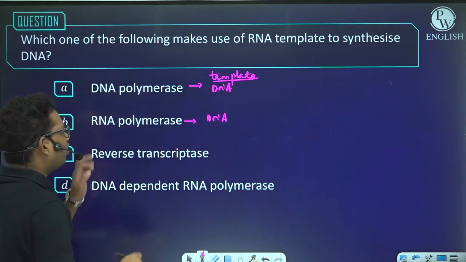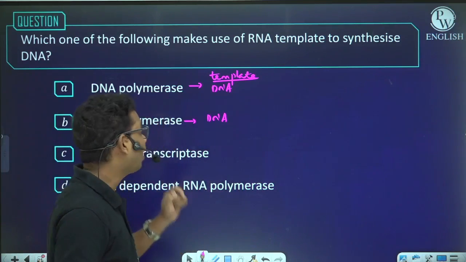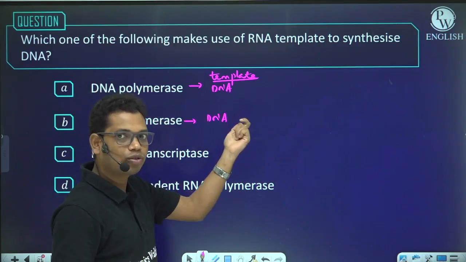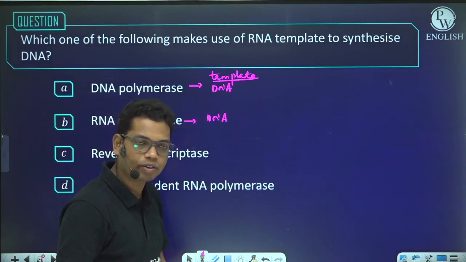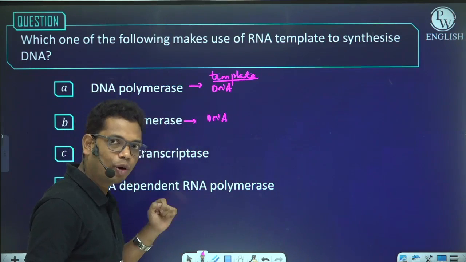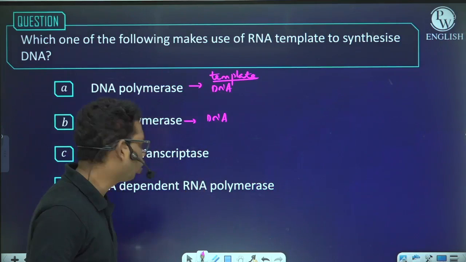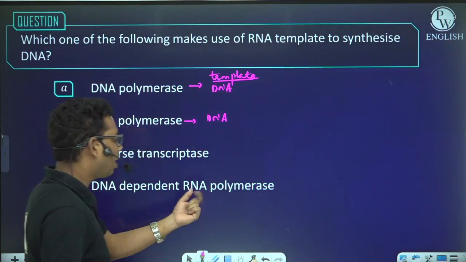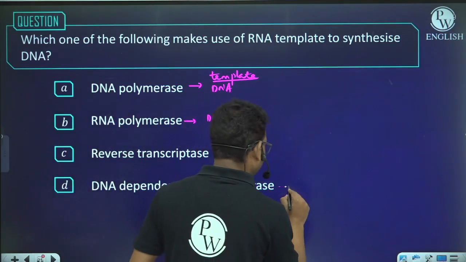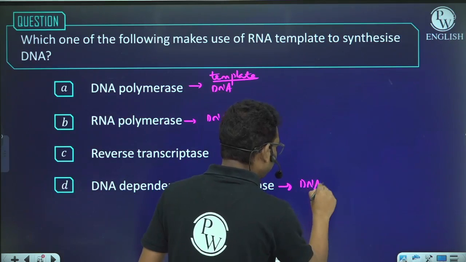See, DNA polymerase synthesizes DNA, and it uses DNA as template. So I will call this DNA dependent DNA polymerase. RNA polymerase synthesizes RNA, so it is called RNA polymerase, and it uses DNA as template. So it is called DNA dependent RNA polymerase. DNA dependent RNA polymerase is basically RNA polymerase. It is going to use DNA as template.